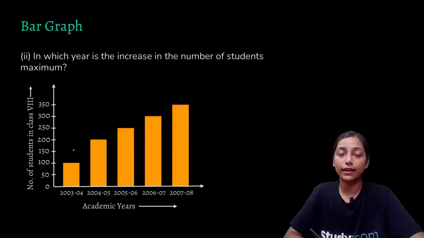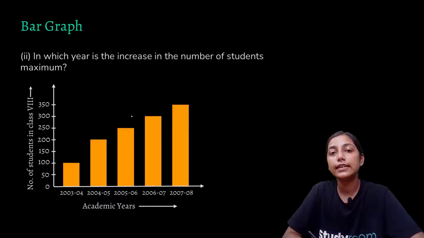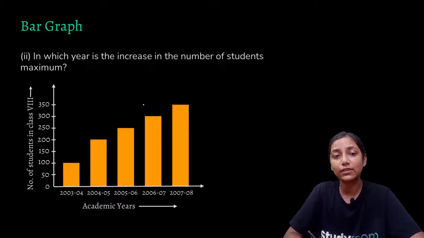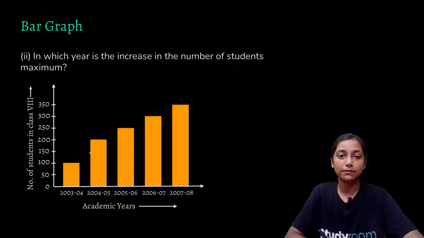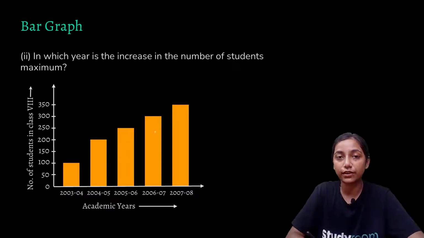Now, the second part is, in which year is the increase in the number of students maximum? We are asked in which year the increase in the number of students is maximum. So, can you find from here which year shows the maximum increase in the number of students?